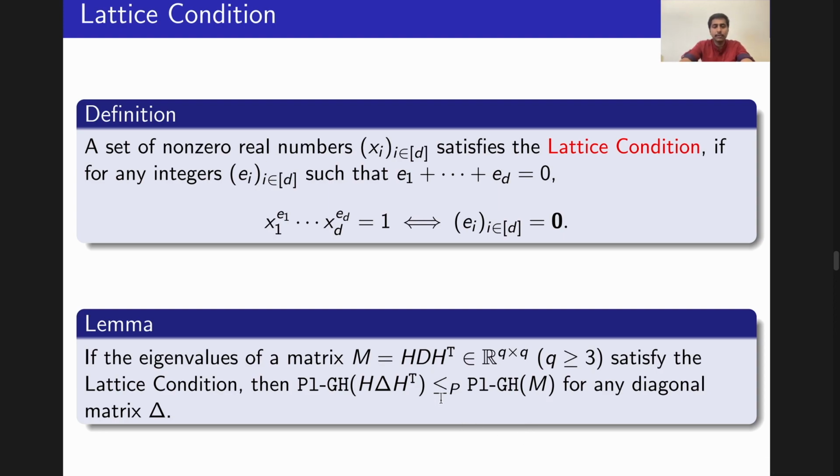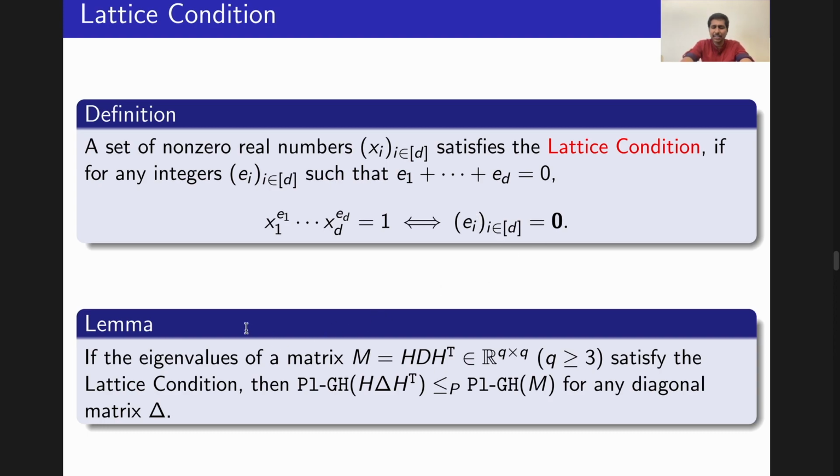So we will now use the first hardness lemma to prove that a larger class of matrices also are hard. In order to do that, we'll again need one more definition. We will say that a set of non-zero reals x1, x2 through to xd satisfy the lattice condition if it turns out that for any integers e1 through to ed such that their sum is equal to 0, we have that the product of xi to the ei equals 1 if and only if all the integers ei are 0.